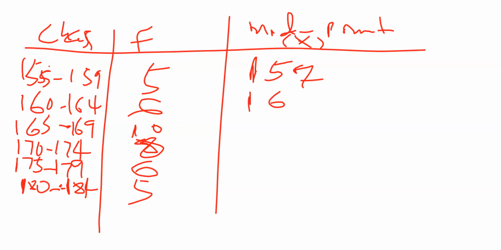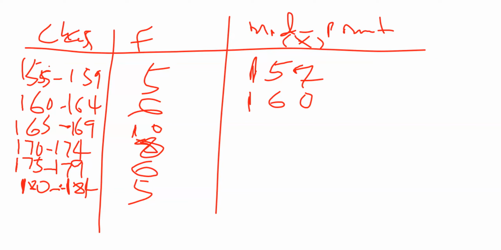Now let me show you something. If the intervals are equal, you don't need to do it till the end. For instance, 155 to 159, the difference is 4. They added 4 to 155 to give us 159. They added 4 to 160 to give us 164. They added another 4. That means the intervals are equal. If that is the case, I don't need to stress myself.